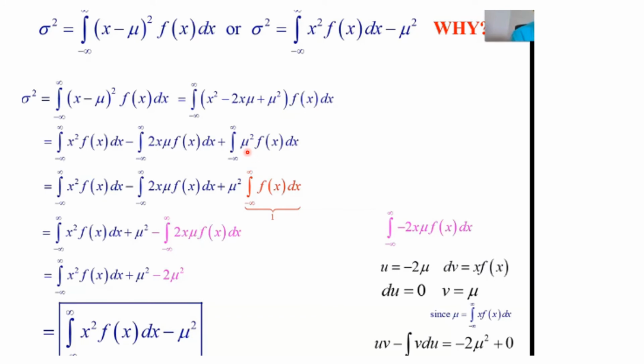Now, mu squared is a number, and so I can pull out mu squared here. It's a constant. It's the average value. So I can pull this out, and then I have the integral from minus infinity to infinity of f of x, which we know is 1 because that was a probability distribution. And so that is 1.